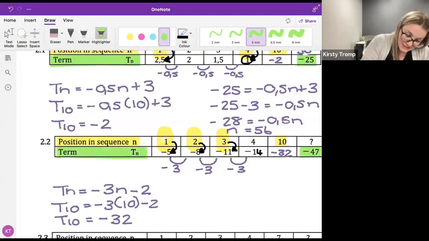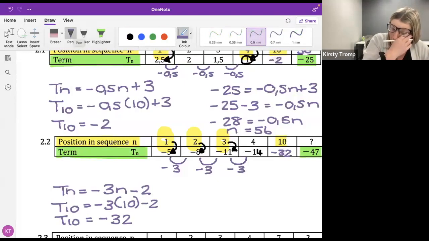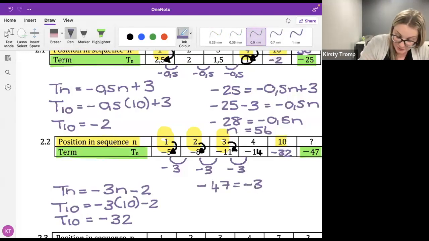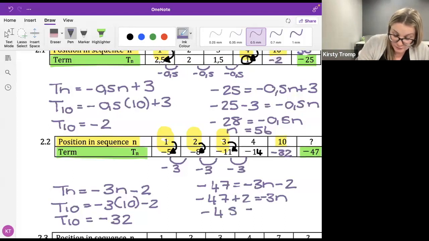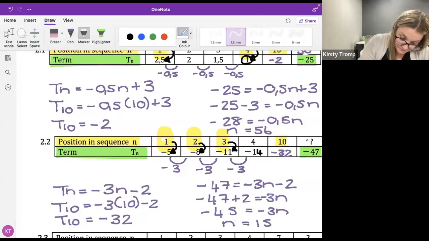The next one that I'm now missing is this negative 47. That's in the same row as the Tn, guys. So instead of seeing Tn now, what am I going to see instead? I'm going to see negative 47 is equal to negative 3n minus 2. What do I need to do? I need to bring the numbers to one side, and I need to bring the letters to the other side. So I've got negative 47. I bring the negative 2 to the other side, and it's plus 2 equals negative 3n. This gives me negative 45 equals negative 3n. Divide both sides by negative 3, and I get n equals 15. So here I put a 15.